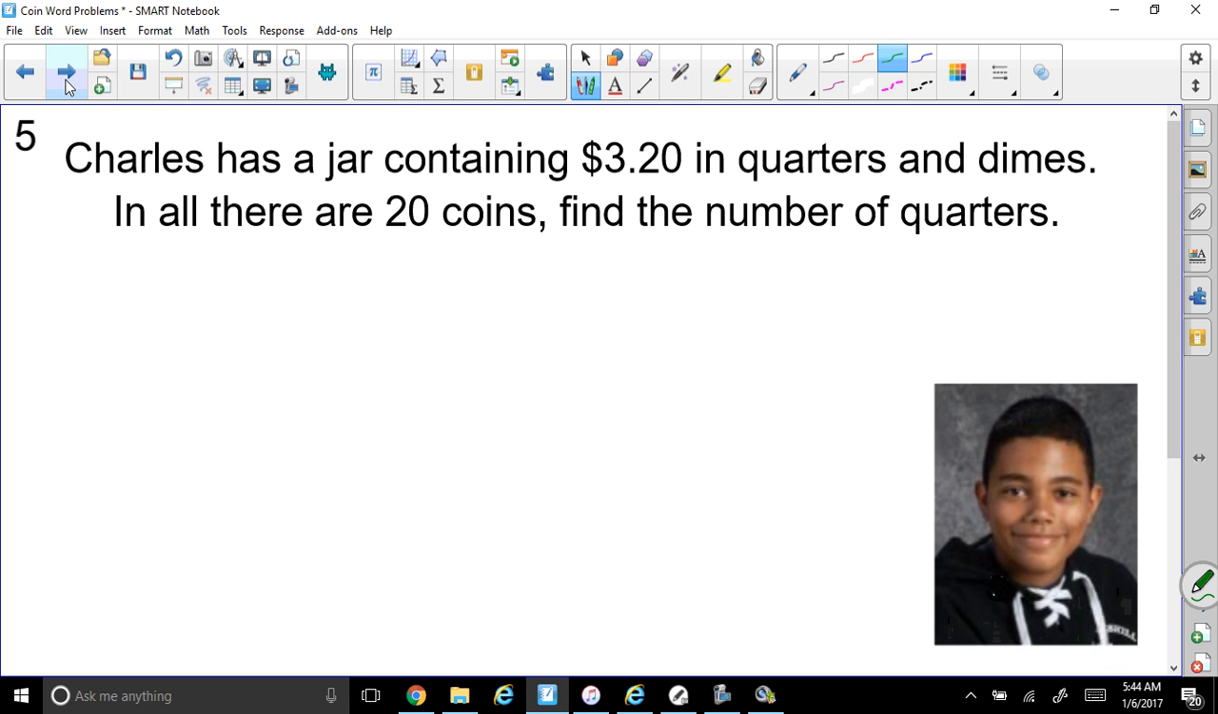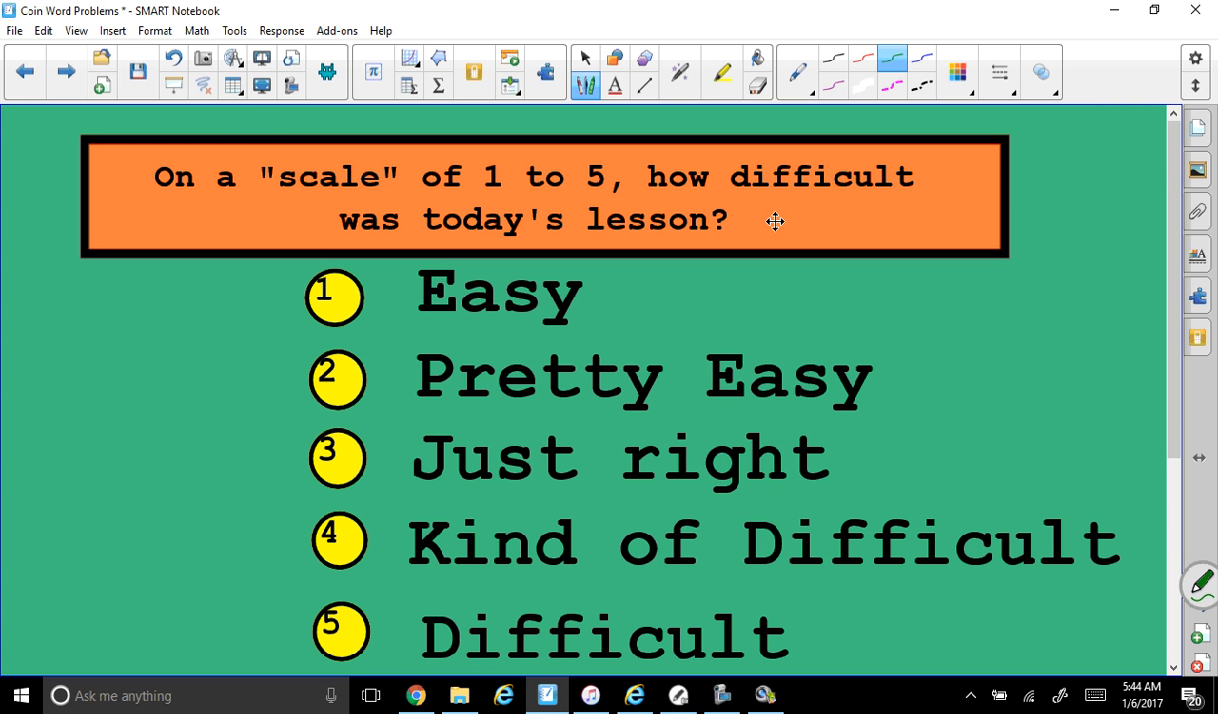Here's one that Charles has. He has a jar containing $3.20, and it's in quarters and dimes. And there are 20 coins. Can you find how many quarters there are? Well, help Charles out. I hope you found this lesson easy.